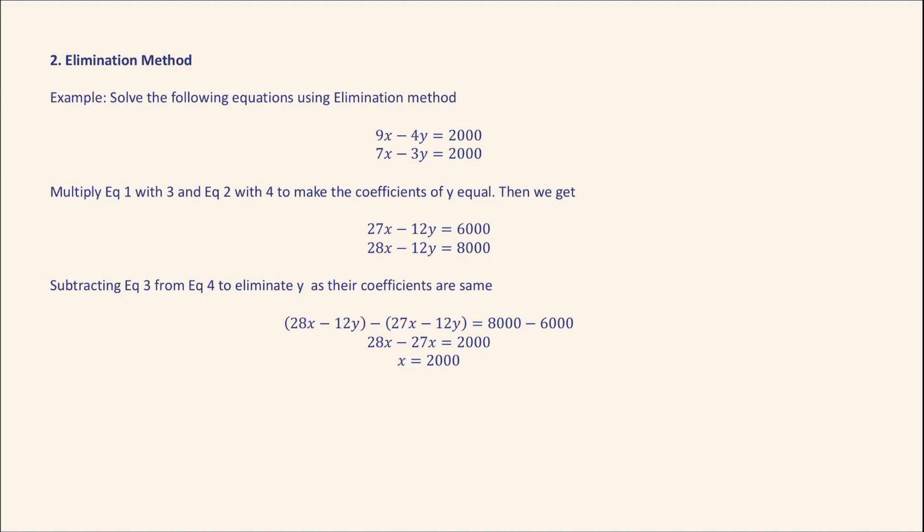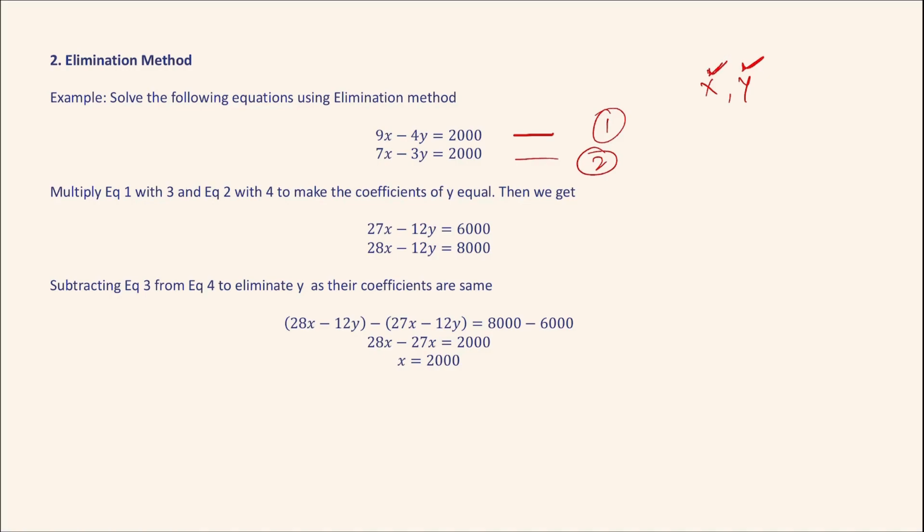So with the name elimination, you must understand that what we'll try to do is eliminate one variable from the equation. So let's take this example where the first equation is 9x minus 4y is equal to 2000 and 7x minus 3y is equal to 2000. This is the second equation. So now, you can choose either x or y. We'll try to eliminate either of these variables.